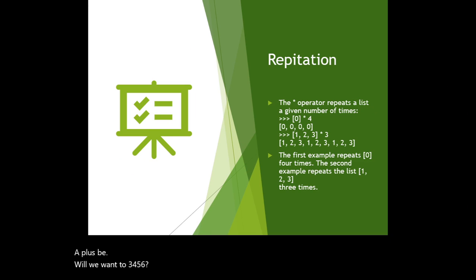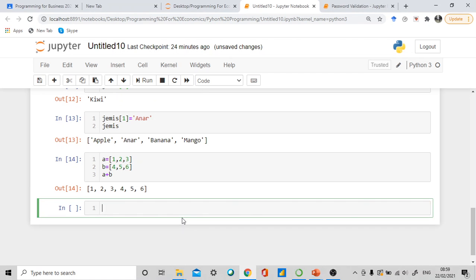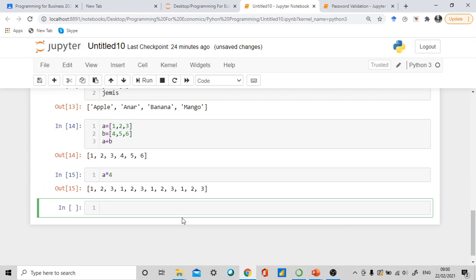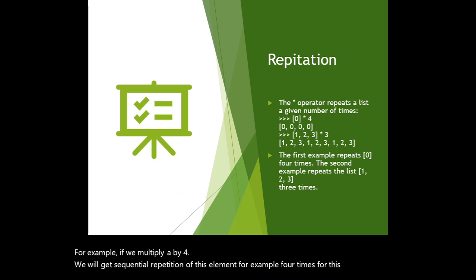Repetition: we can repeat a certain list a lot of times. For example, if we multiply A by 4, we will get sequential repetition of this list, 4 times.